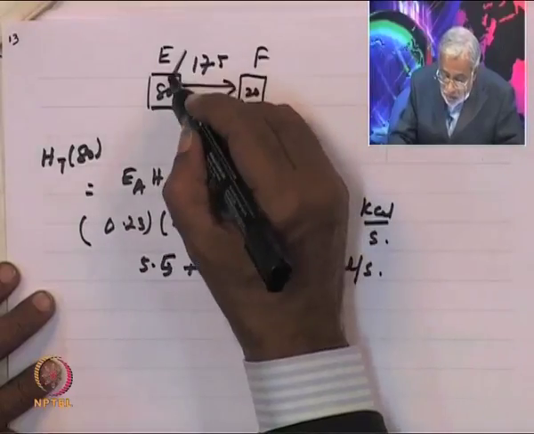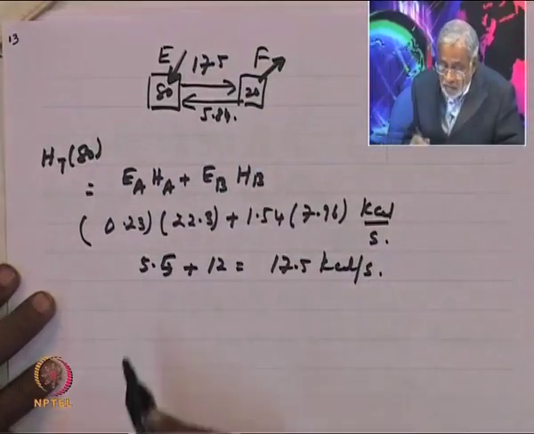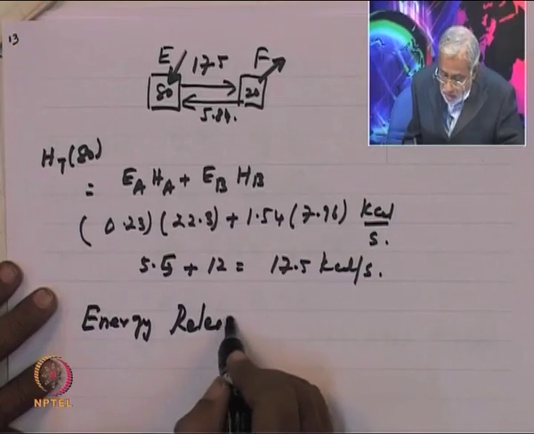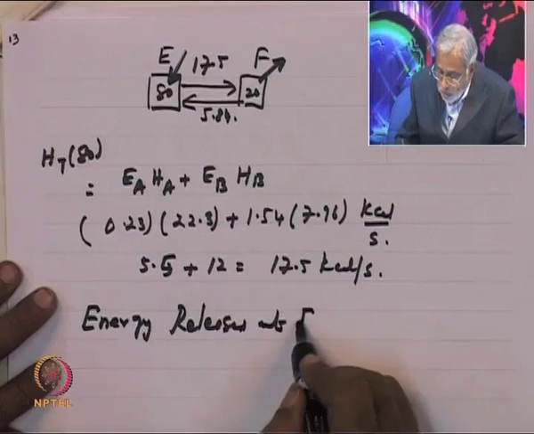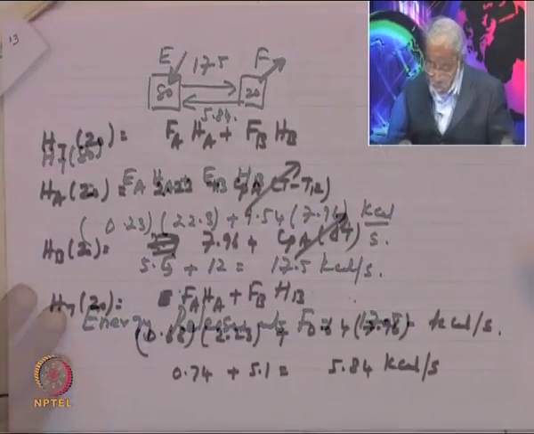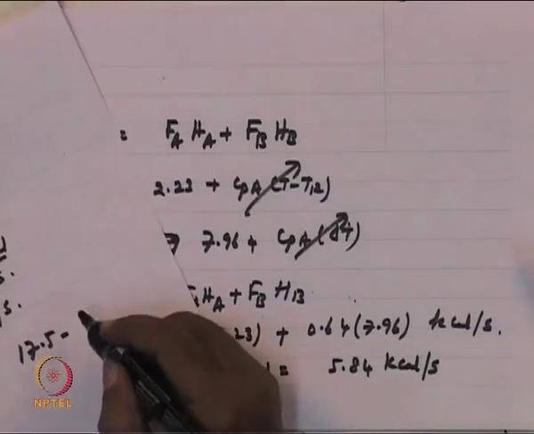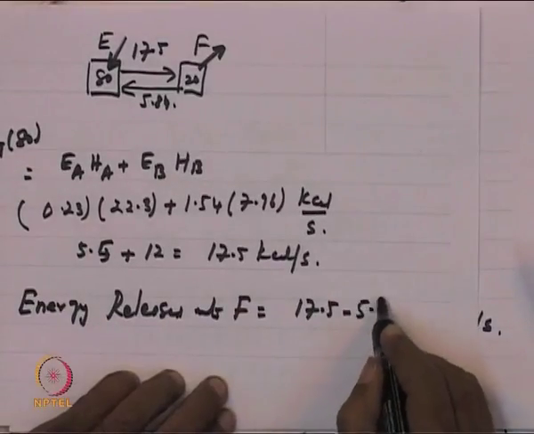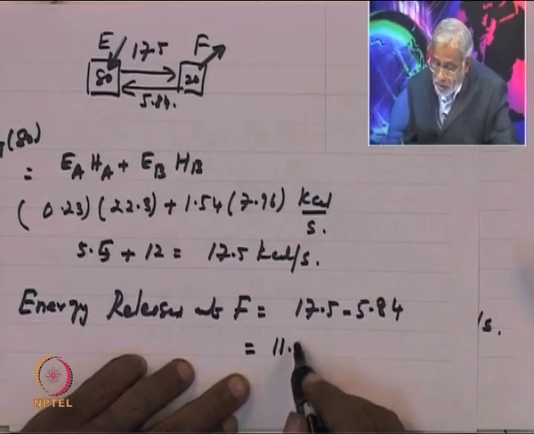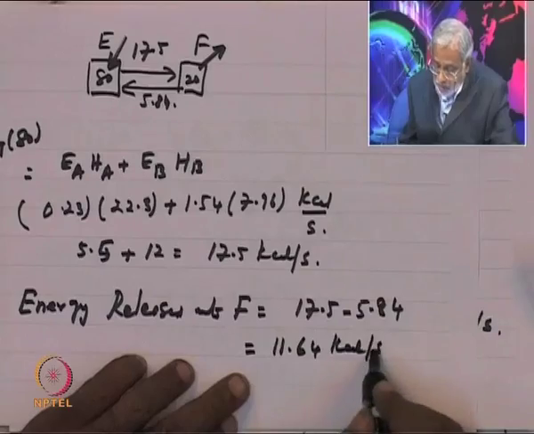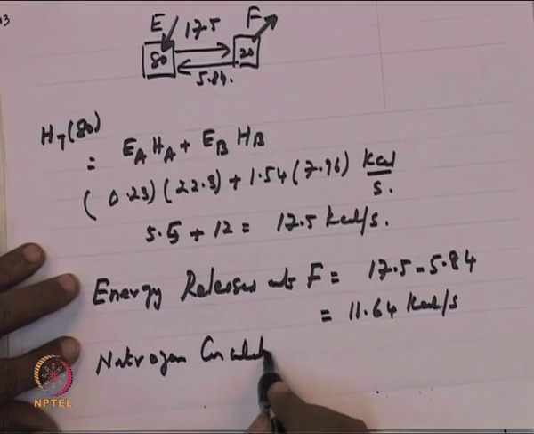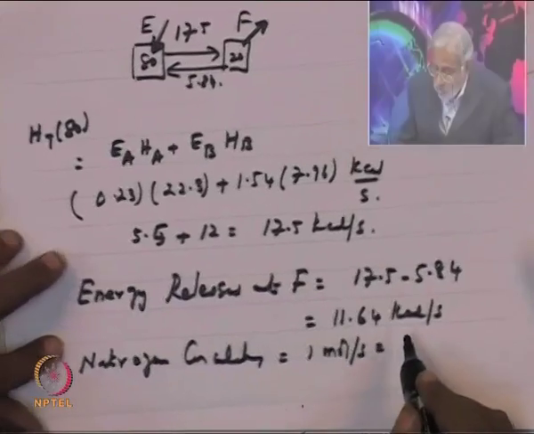Therefore, the energy that is delivered, that means what is taken up minus what is this energy that is delivered would be, therefore, energy released into environment F equal to 17.5 minus 5.84. That turns out to be about 11.64 kilocal per second.